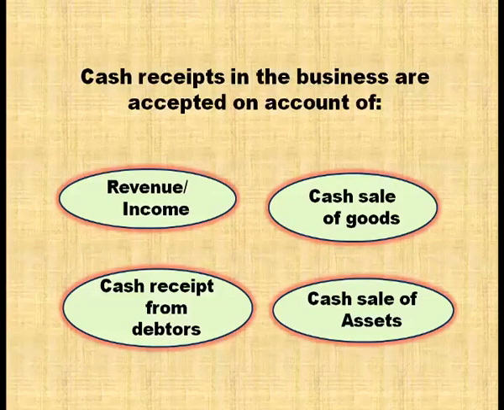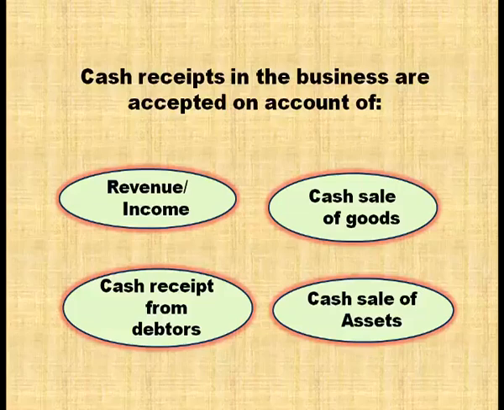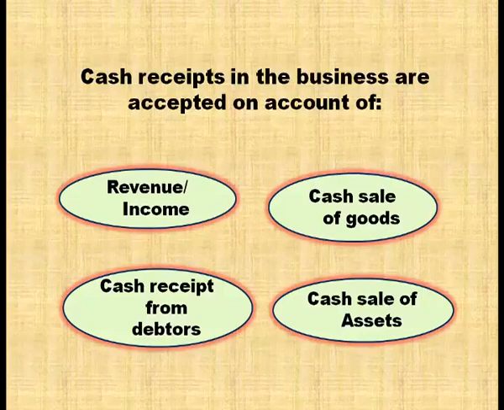When revenue is coming, cash is coming inside the business, so cash receipt is there. When income is there, cash is received by the business. When there is cash sale of goods, when goods are sold, cash will be coming inside the business. Cash sale of assets, when assets are sold, cash will come inside the business. When debtors are giving money, then cash will be coming inside the business. So, cash receipt from debtors.